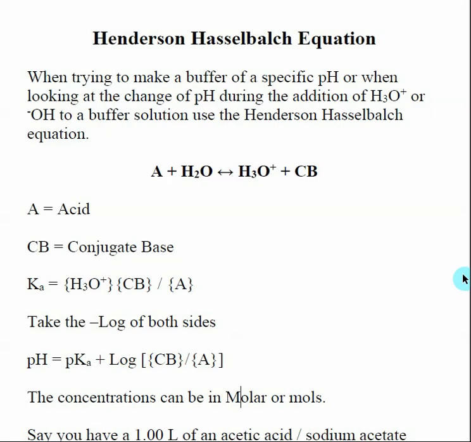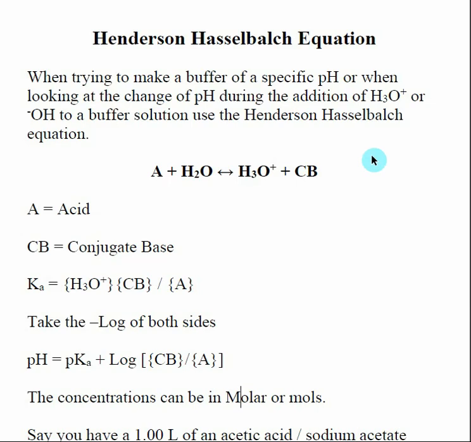The Henderson-Hasselbalch equation is another way of looking at the equilibrium of weak acids. We specifically use this equation when we are talking about buffers or the addition of acids and bases to a buffer, and also we're going to be using this equation later on when we do a titration of a weak acid with a strong base. Overall, using the Henderson-Hasselbalch equation is going to make these types of calculations much simpler.